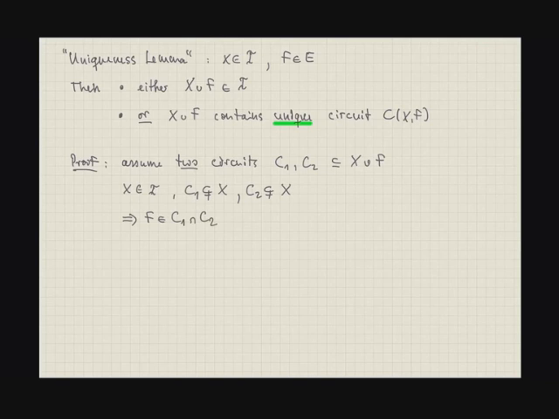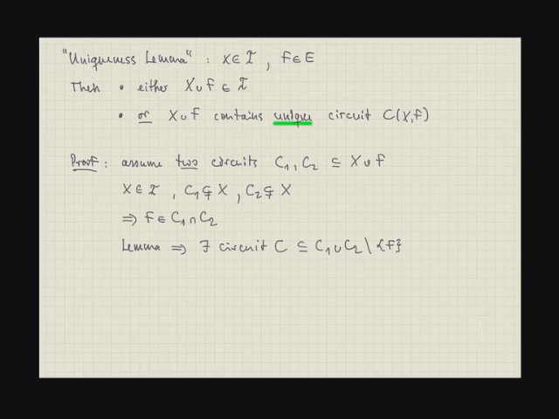But now we remember our previous lemma. Because we now have the situation that these two circuits, C1 and C2, have a common element F, and by applying the previous lemma, we know that there exists a circuit, let's call it C, which is made of the elements of C1 and C2, but does not contain the shared element F.